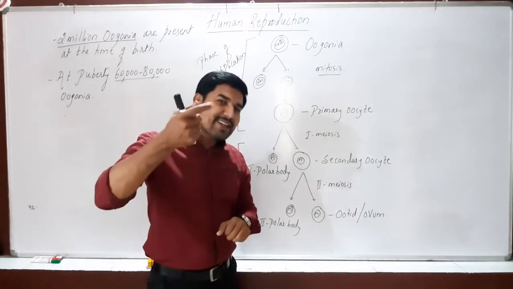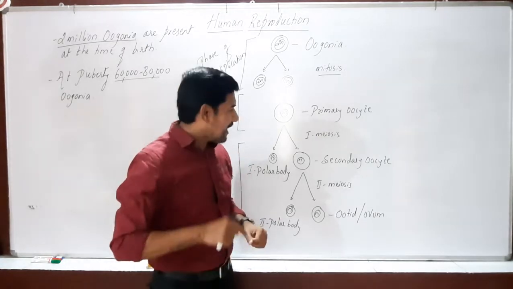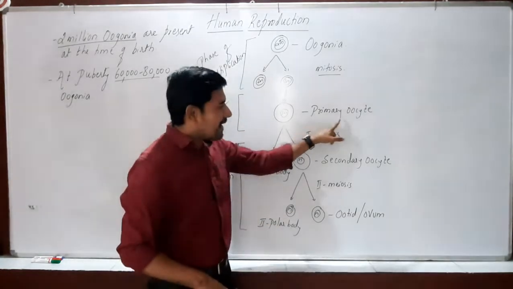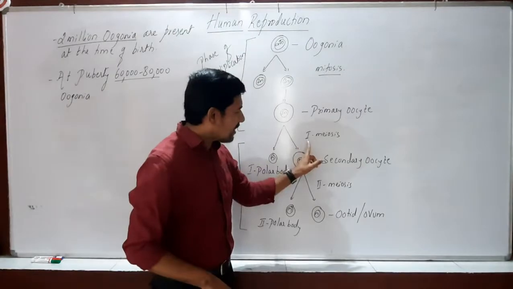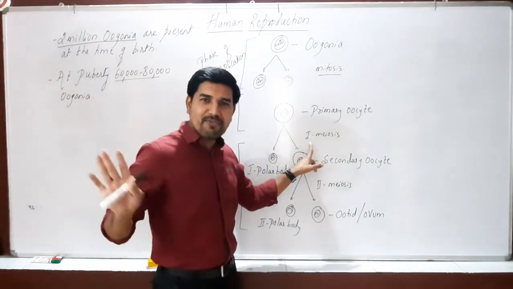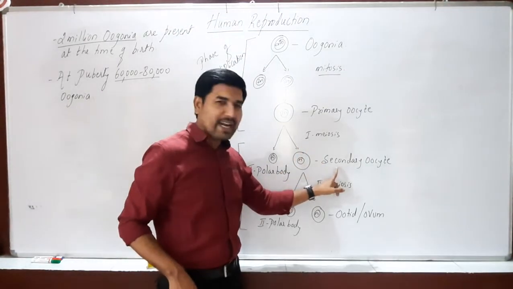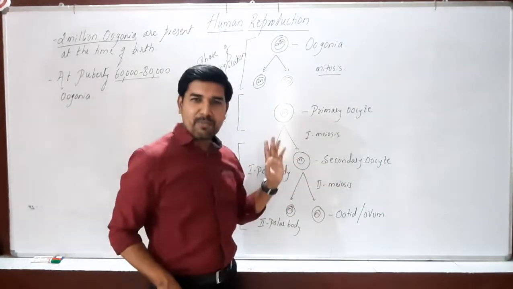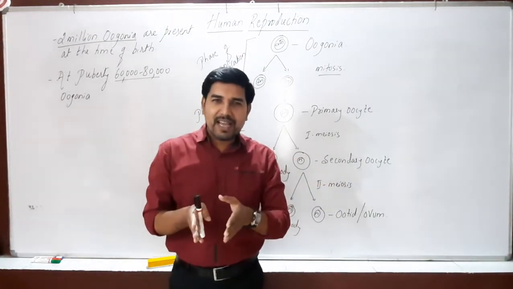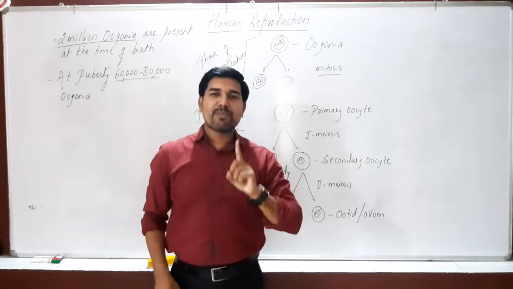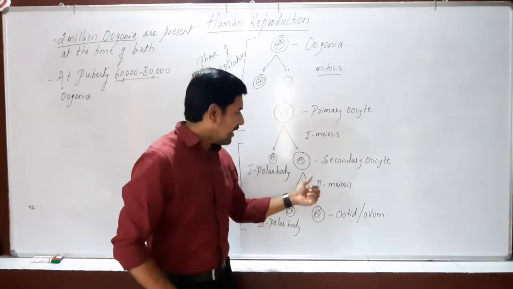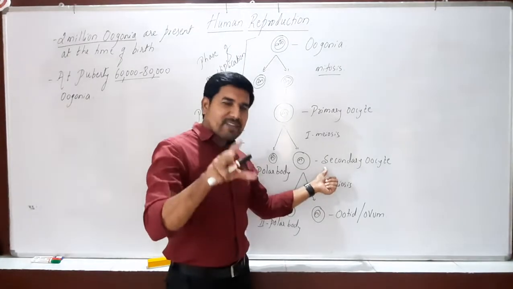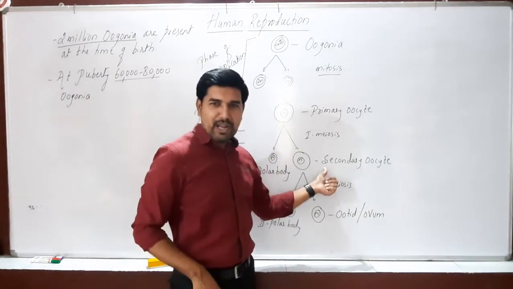Then at sexual maturity, what will happen? At sexual maturity, this primary oocyte completes the first meiosis to form the secondary oocyte. So the secondary oocyte is formed. That means the oogonial cell has completed its first meiotic division. Okay. Then it remains in the secondary oocyte stage only.